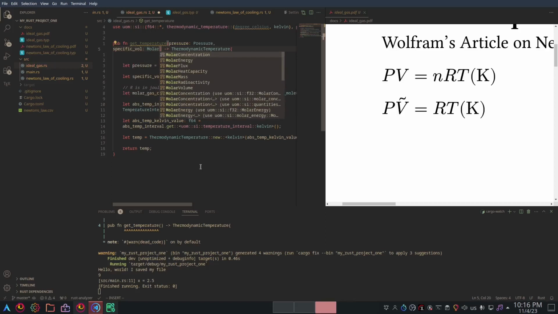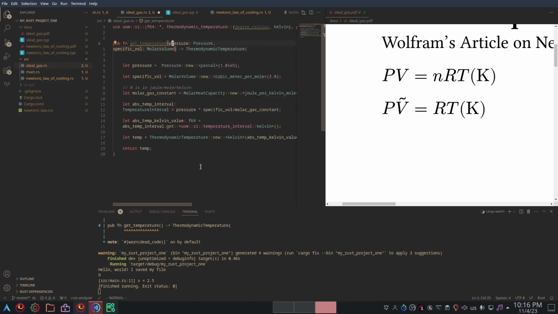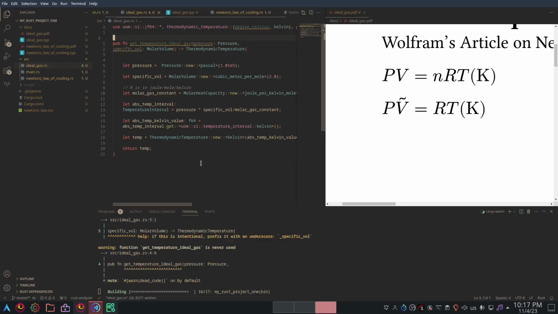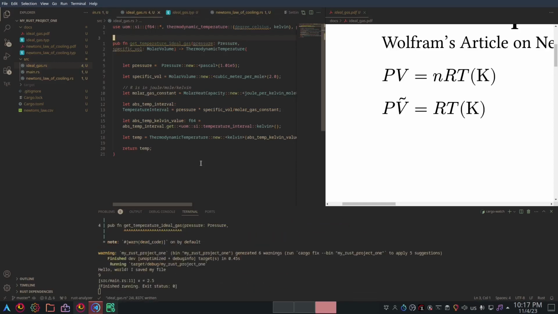Okay, just make sure it's the right units, molar volume, and that will give you the thermodynamic temperature based on the ideal gas equation. So let me just prefix this with ideal gas. Okay, so I'll make sure it's in snake case for functions.